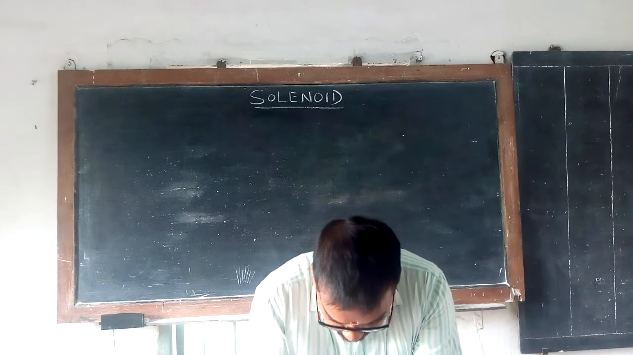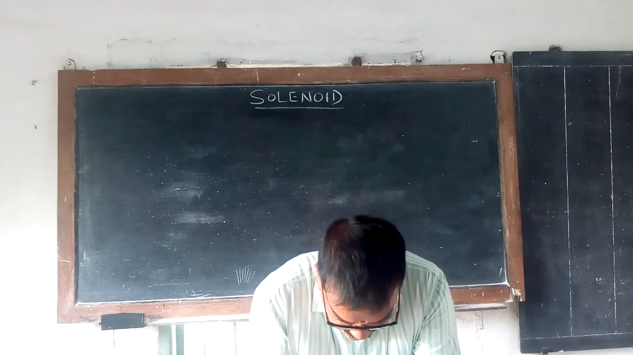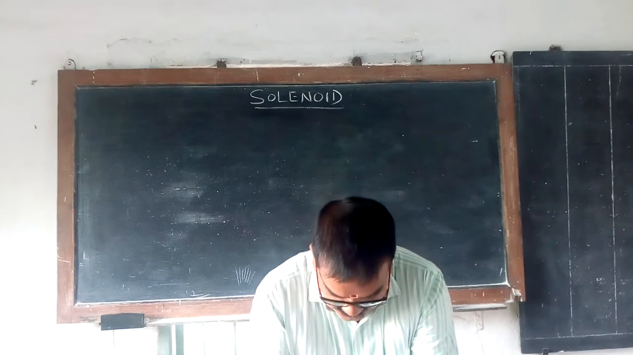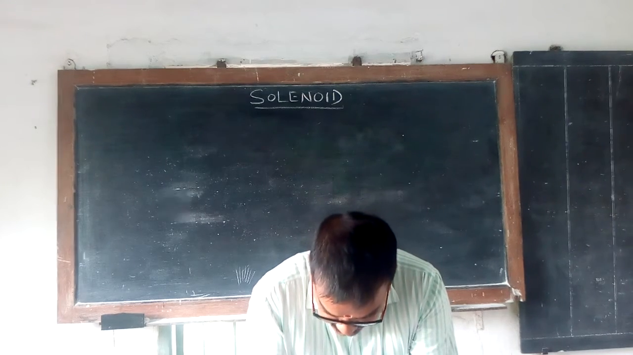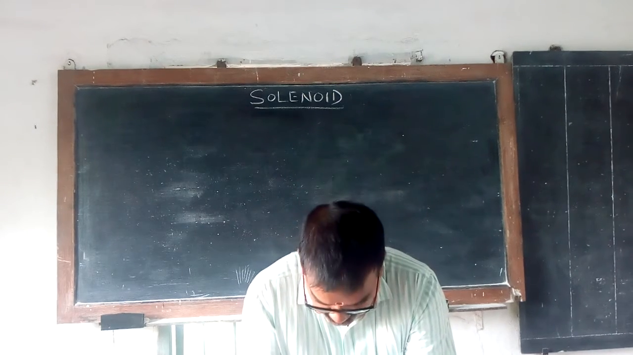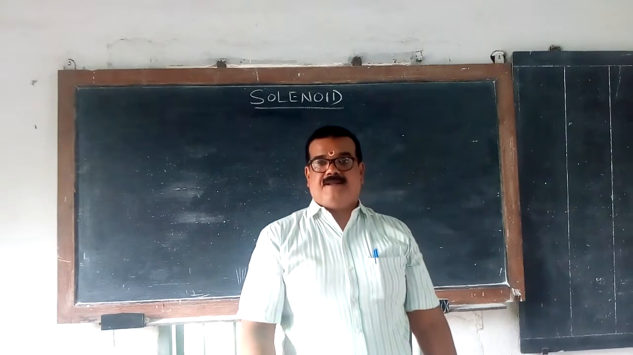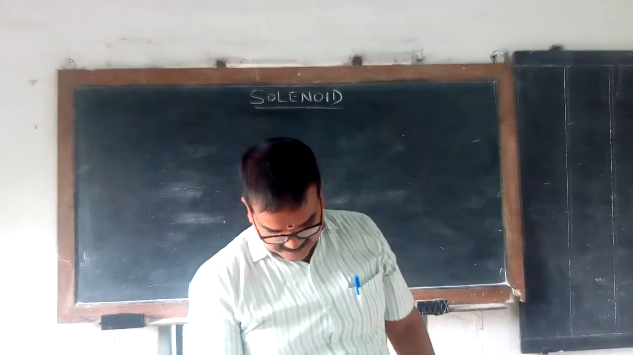Ohm's law for a magnetic circuit states that the flux produced by a magnetic circuit is directly proportional to the magnetomotive force and inversely proportional to the reluctance. Reluctance is represented by Rm. I have written it in the notes, just see that.